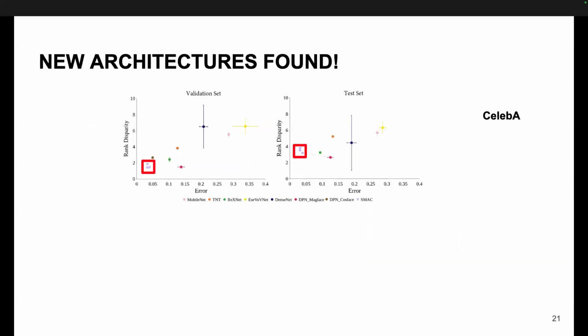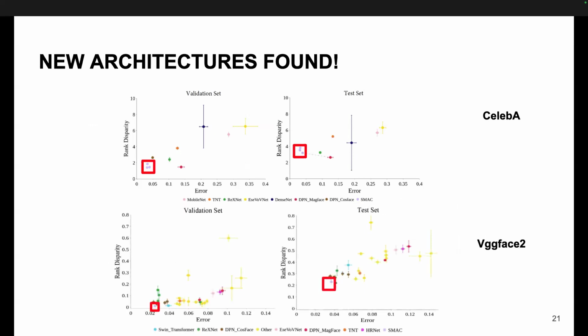Through our analysis, we independently run search on both the CelebA and VGGFace2 datasets. What we find is that on both datasets, we find architectures that lie in the lower left corner of the Pareto front. And that is what we want, because we want to minimize both of the objectives, the rank disparity and the error metric. The other architectures in these plots are the handcrafted ones from our large-scale analysis, which Samuel talked about. The observations on the validation and test sets and the transfer were quite similar.